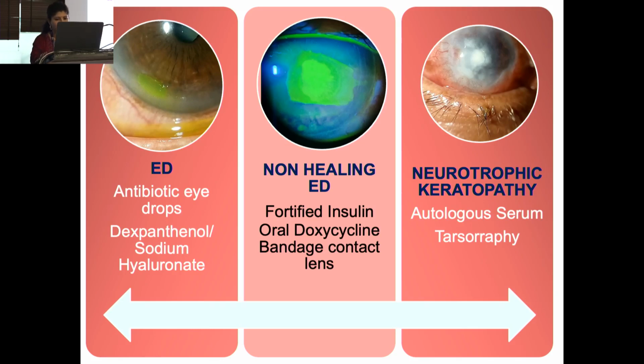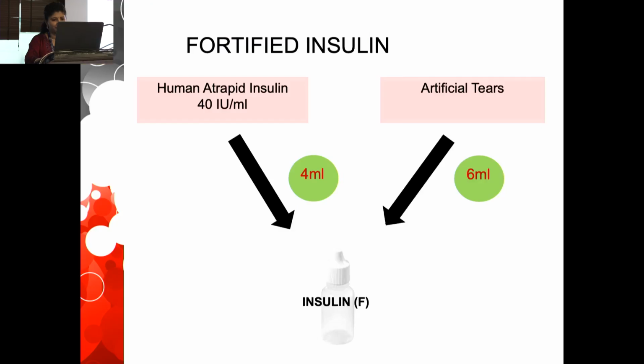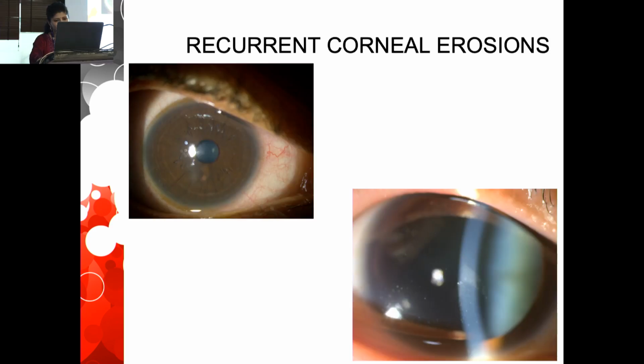Along with these medications, add autologous serum or tarsorrhaphy, depending on the severity of the lesion. This is how the fortified insulin is prepared. It is very easy to prepare. You can ask your pharmacist to do it. The only extra thing that is required is the dropper bottle. Insulin will be available in most of the pharmacies.